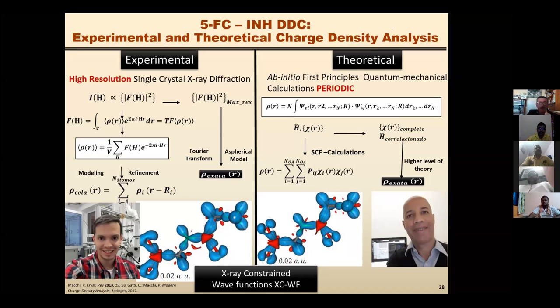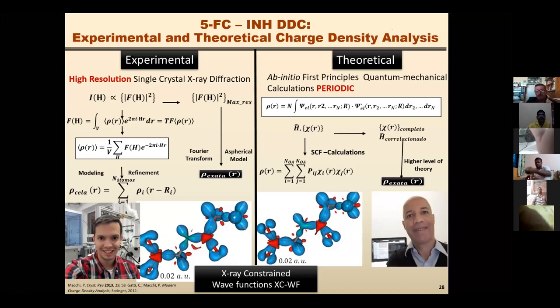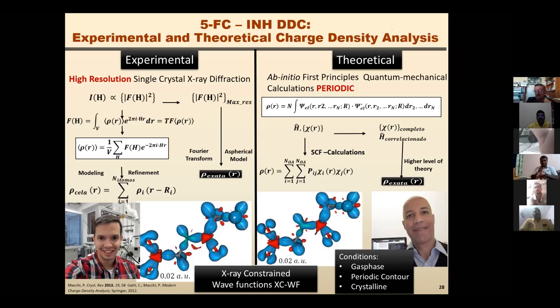The main work here was trying to study experimentally and theoretically the charge density of these compounds. It was done by high resolution X-ray diffraction analysis combined with three-dimensional periodic quantum mechanical calculations, and also a combination of both, what is called X-ray constrained wave function, as a way to get this information. This theoretical work can be done in gas phase and periodic. We mainly combined the three of them, and the combination with the experimental charge density was done through the so-called crystalline theoretical calculation.